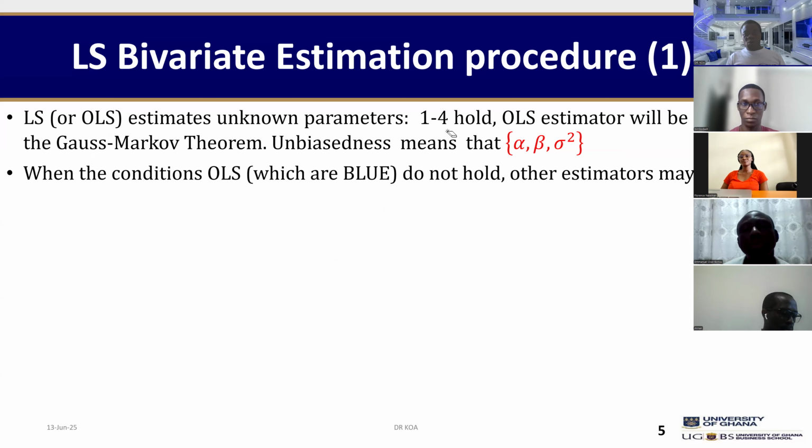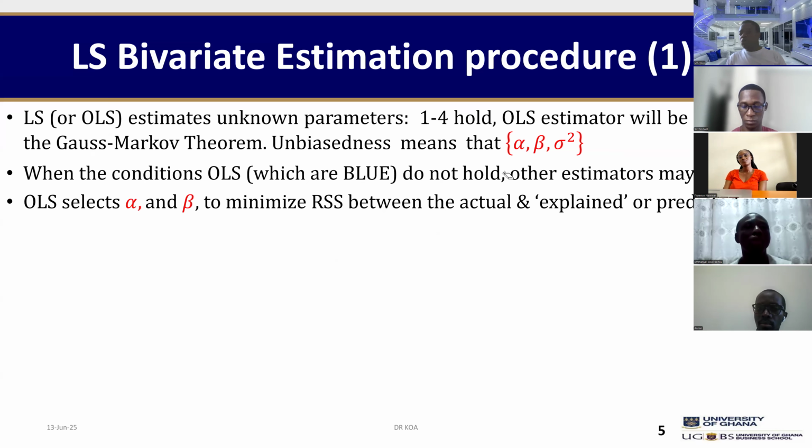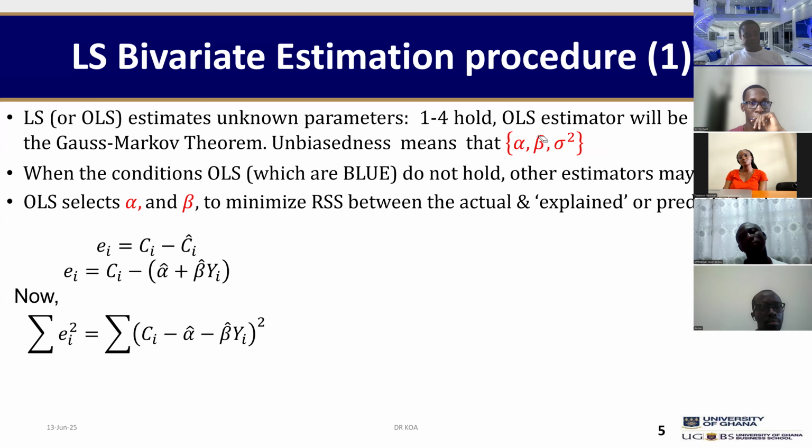So when assumptions 1 to 4, the basic ones, hold, the OLS estimator is said to be BLUE. I think I've indicated that. When the conditions of the OLS don't hold, other estimators may be required, because OLS is not working. So you have to try another estimator which will make it work, like GMM, GLS, WLS. We shall look at some of them. So let's go back and try to understand this whole expected unbiasedness.